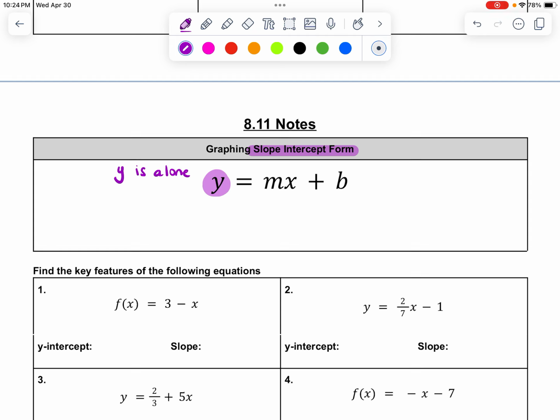Now, in this type of equation, there's going to be two key numbers that you need to find. The first number is your m, and the second number is your b. Now, this symbol right here, it might be a plus or it might be a minus. It just depends on the problem. So let's talk about m. What is m? M is your slope.